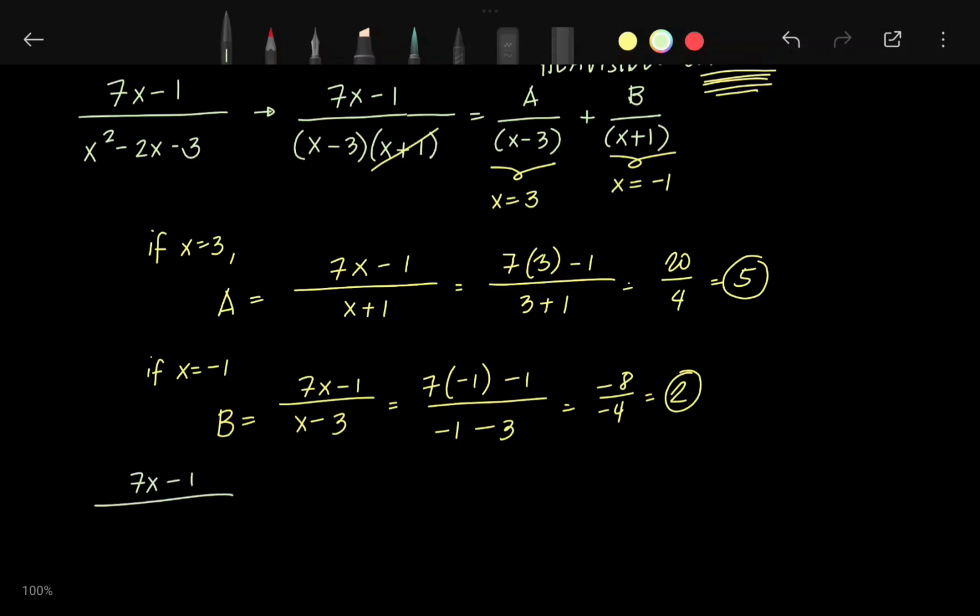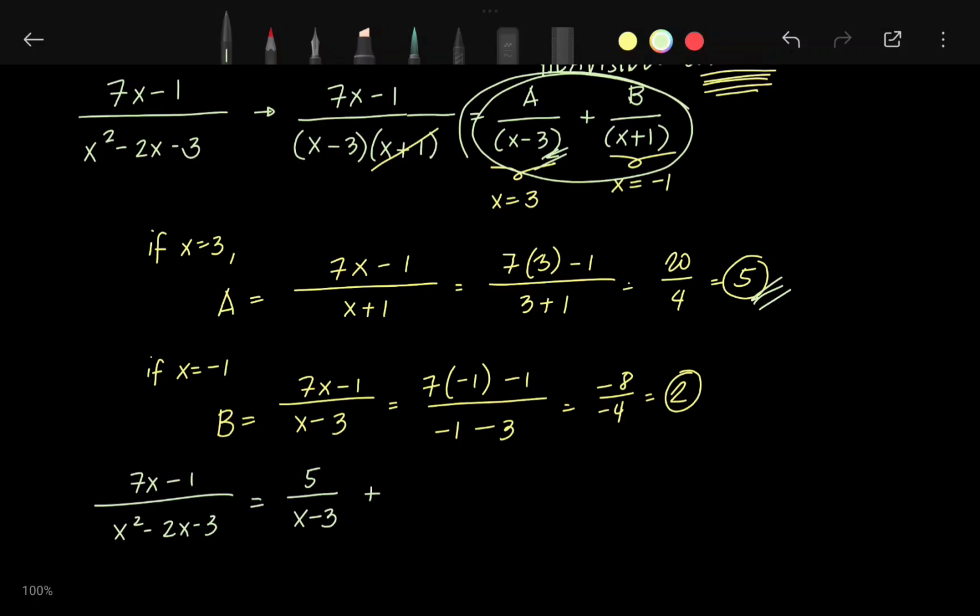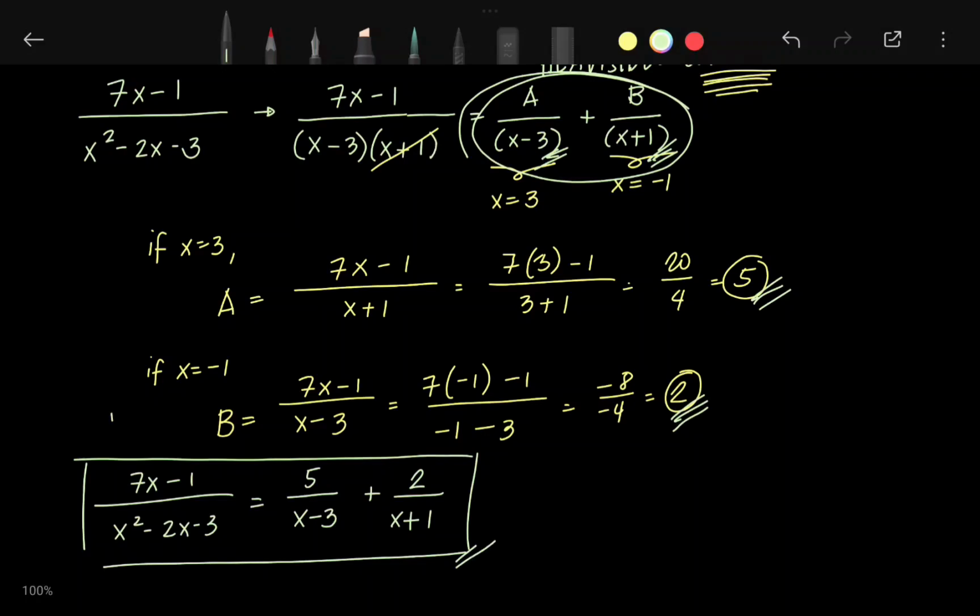7x minus 1 all over x squared minus 2x minus 3 is actually equal to, dumduman yun niya. Si A, nasolve ta na gina. It's 5 over, iya nga denominator, x minus 3 plus B. Sino si B, nasolve ta na, 2 all over, ang iya nga denominator, x plus 1. And this is the final answer. This was the original rational expression, and these are its partial fraction decomposition. Okay, let's try another example.